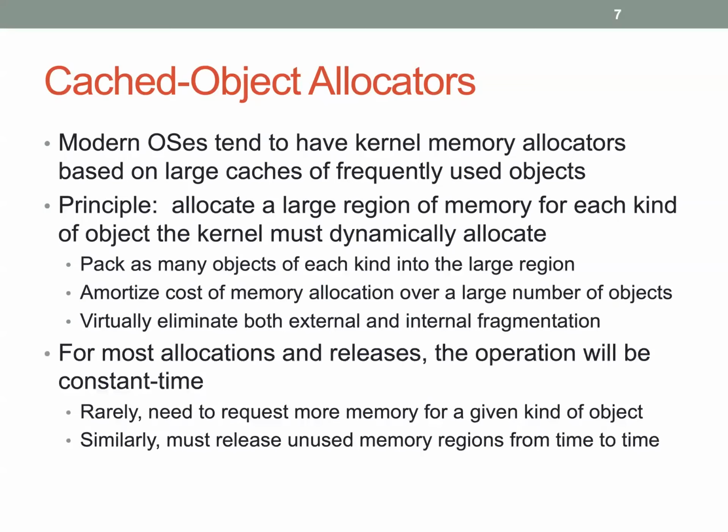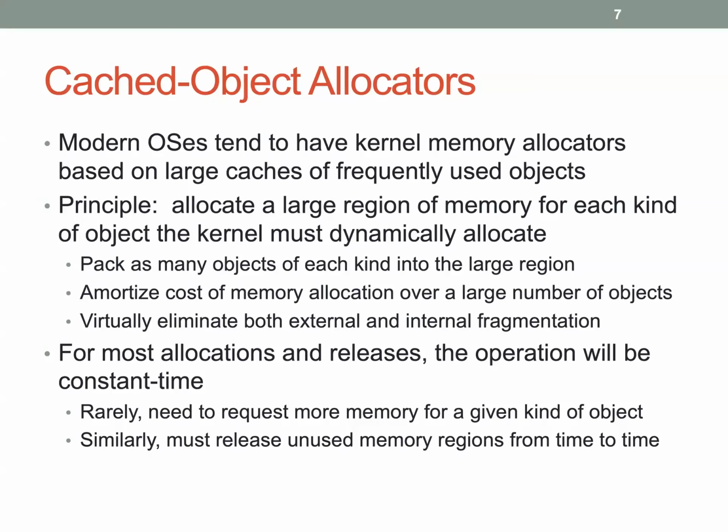Okay, so most allocations and releases will be constant time. The vast majority will be constant time. Every once in a while, you need to go to the allocator and say, hey, can you get me another chunk of memory to use for this kind of object? That takes more time because it may involve paging out memory, things like that, and that obviously takes some time. And then, of course, you have to periodically go collect garbage or clean up regions of memory that are no longer in use. If you have time varying memory requirements, then you want to reclaim the stuff that's no longer really being used.